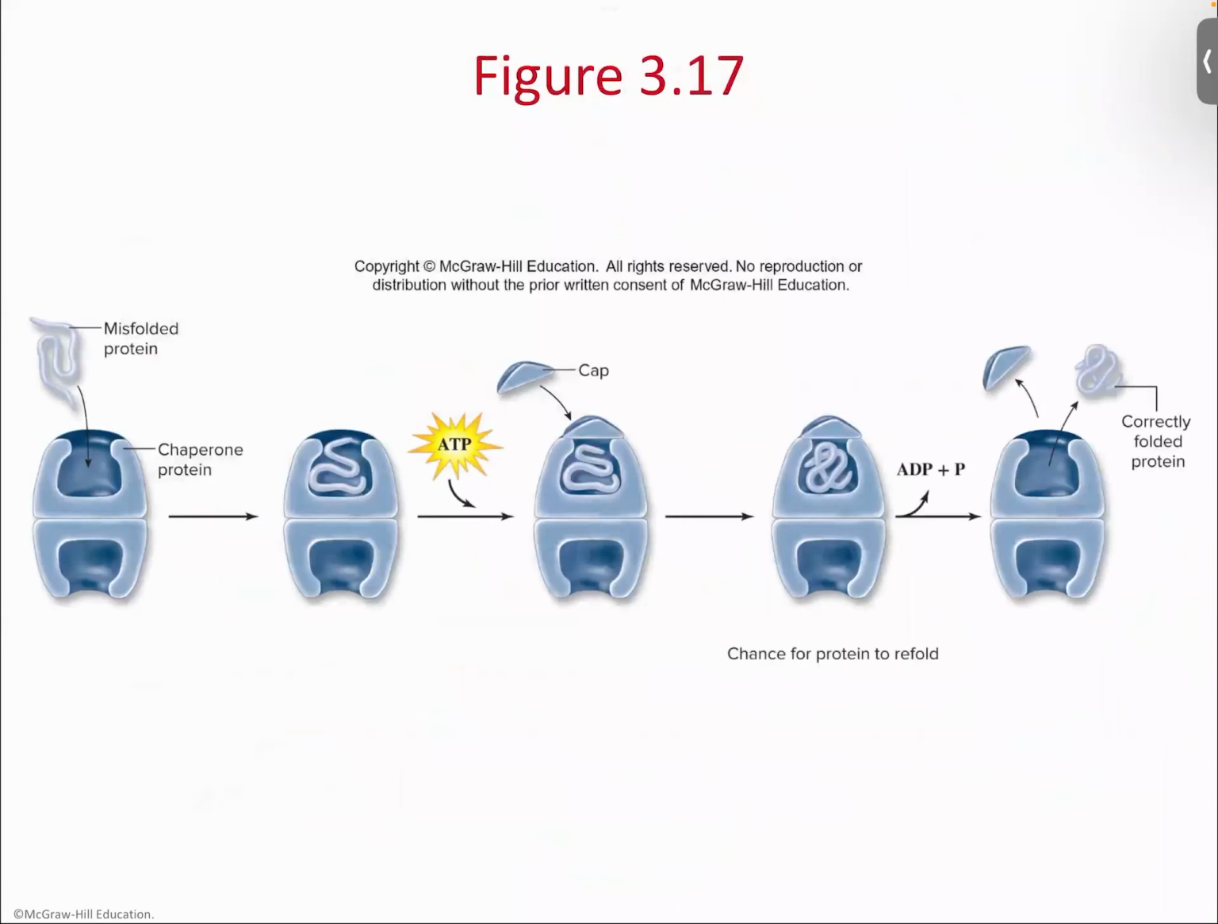Okay. So this is how your chaperone works. You can see your misfolded protein will basically come into this chamber, this active site. You expend a little bit of ATP, which is your energy. You're going to cap it. Then you're going to shake it up like a good mixed drink, right?